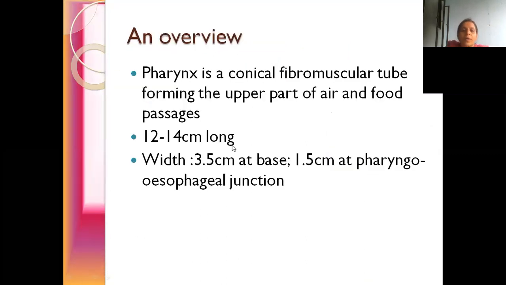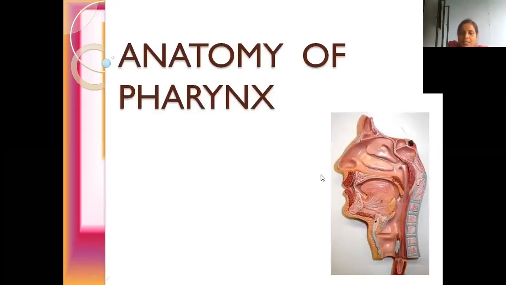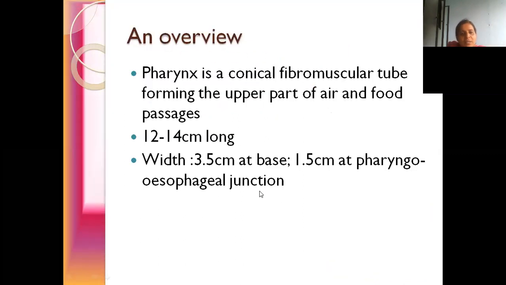Now we are dealing with pharynx. The area behind the nose is nasopharynx. The area behind the oral cavity you call oropharynx. The area behind the larynx is laryngopharynx. Pharynx is a conical fibromuscular tube forming the upper part of the air and food passages.